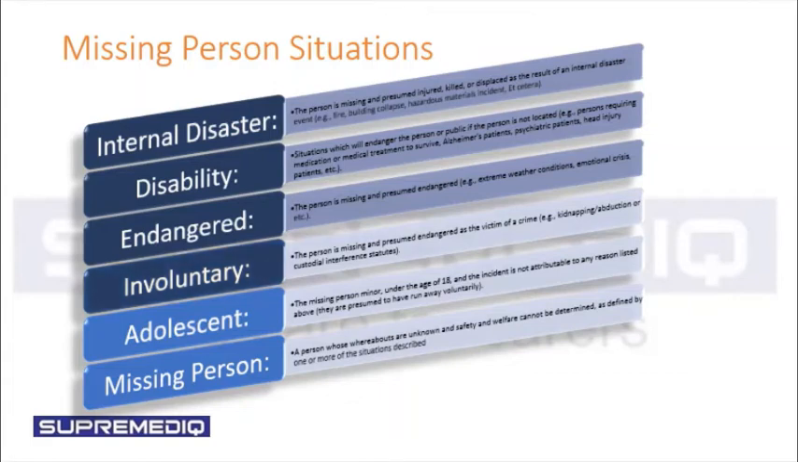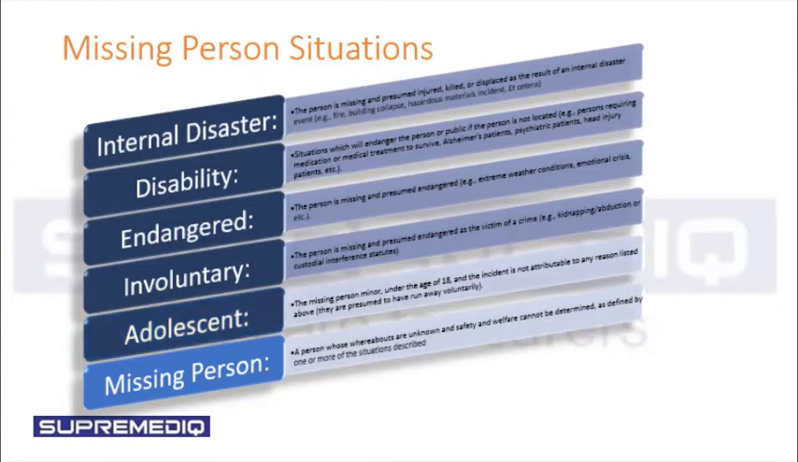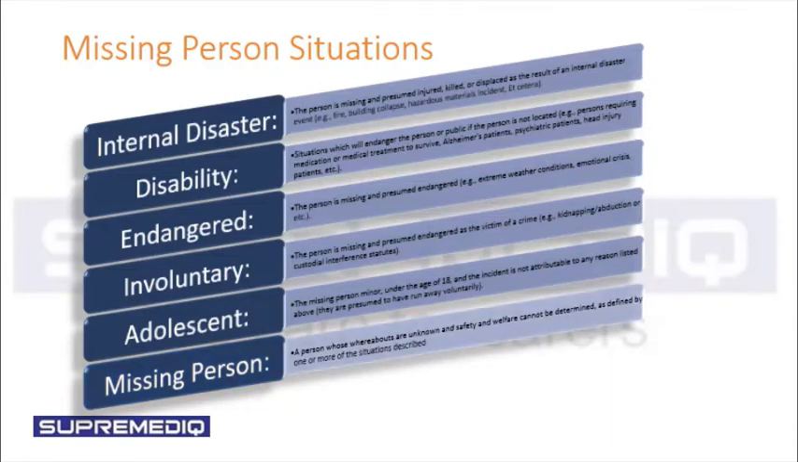Involuntary: the person is missing and presumed endangered as the victim of a crime, example, kidnapping or abduction or custodial interference situation. Adolescent: the missing person is a minor, under the age of 18, and the incident is not attributable to any reason listed above, they are presumed to have run away voluntarily. Missing person: a person whose whereabouts are unknown and safety and welfare cannot be determined, as defined by one or more of the situations described.